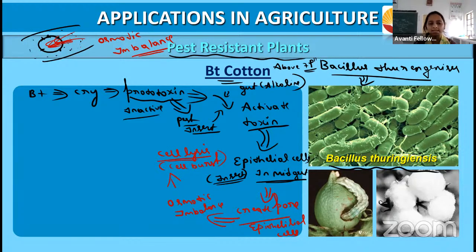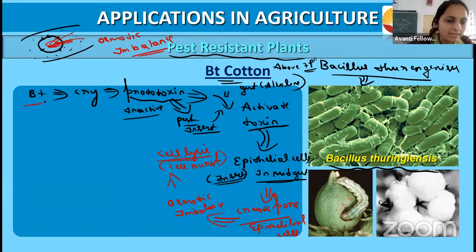I think you understood this, right? I will tell you in detail. This is what I am telling about the Bt toxin. What is the importance of Bt toxin? Now I will tell you how they are used in agriculture. First, I will revise one thing.